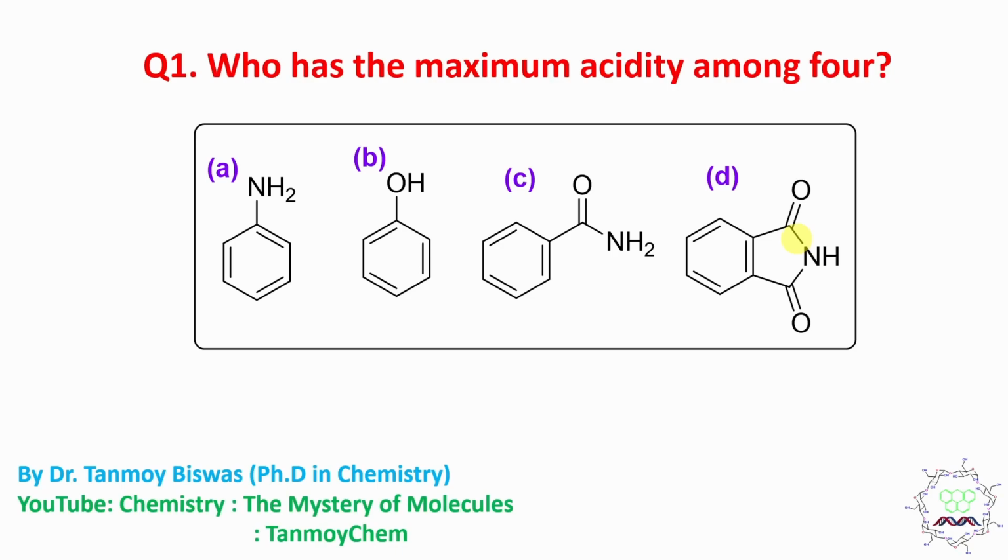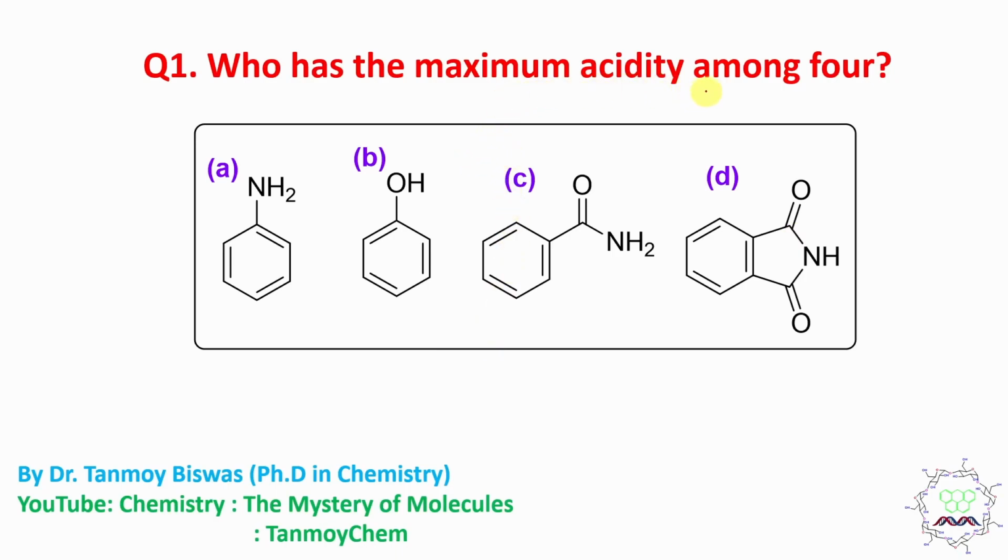Today's topic of discussion is: who has the maximum acidity among four? The options are in front of you. I request you please pause the video, try by yourself, and whatever answer you get, please write in the comment box along with a few words as explanation. I believe you have tried, so let's start.